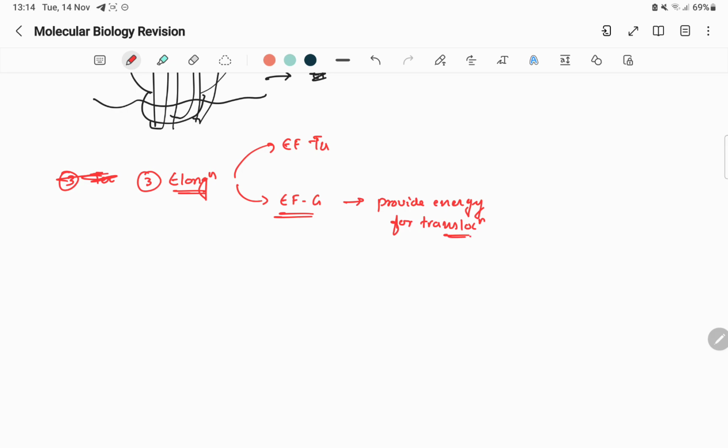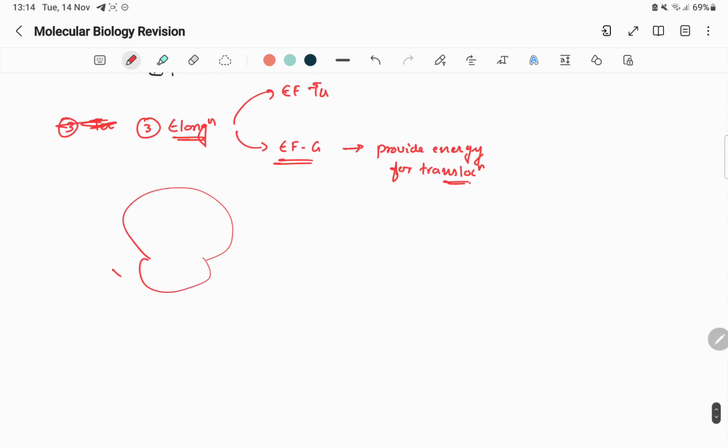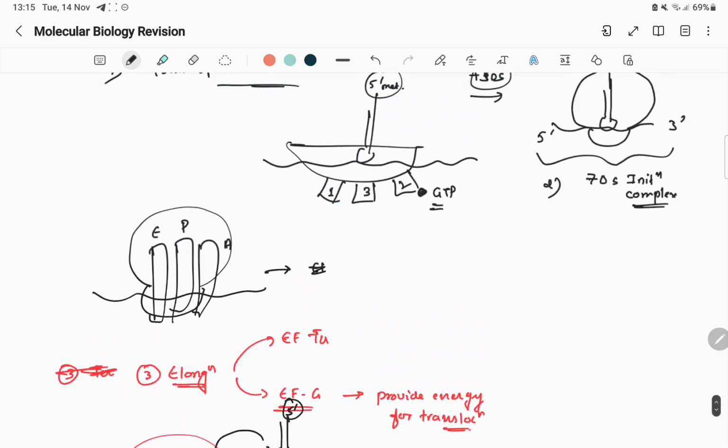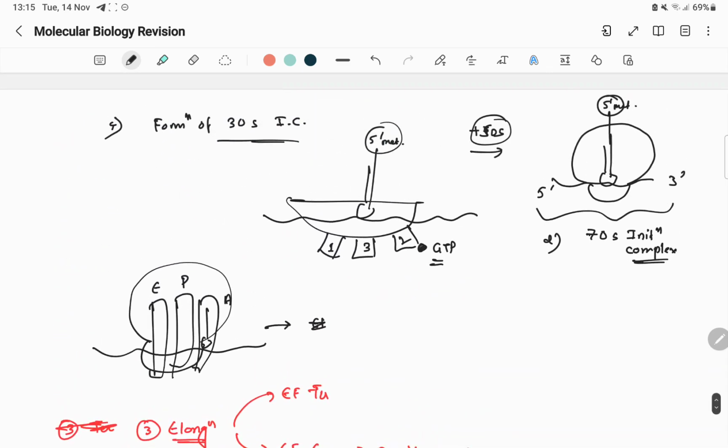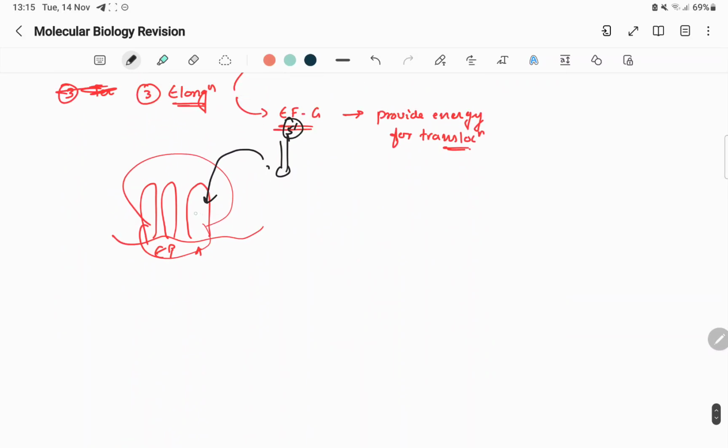Okay, translocation. First, what happens is that to this A site, P site and E site, the ternary complex will come and attach to the A site only. Then after that, the second amino acid will come, carrying another amino acid. This will shift, the mRNA will translocate. This translocation will occur, and this will go here, and this will come here.